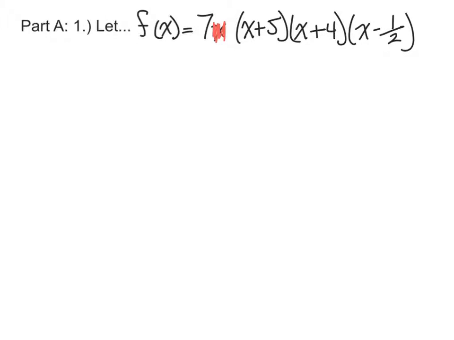So first of all, I want to identify the leading coefficient. How we're going to do that is just multiply out the 7 times the first of all these terms. So 7 times x is going to be 7x to the third. That'll help us with the next few questions.